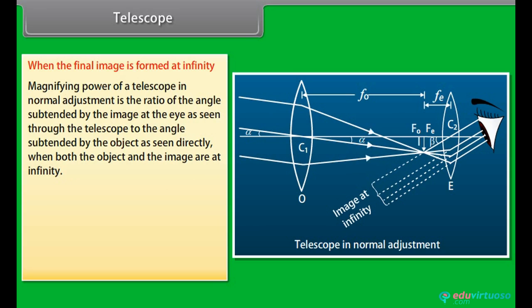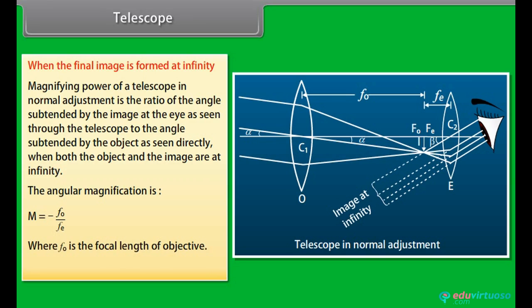Magnifying power of a telescope in normal adjustment is the ratio of the angle subtended by the image at the eye as seen through the telescope to the angle subtended by the object as seen directly, when both the object and the image are at infinity. The angular magnification is M is equal to minus Fo by Fe, where Fo is the focal length of the objective and Fe is the focal length of the eyepiece.